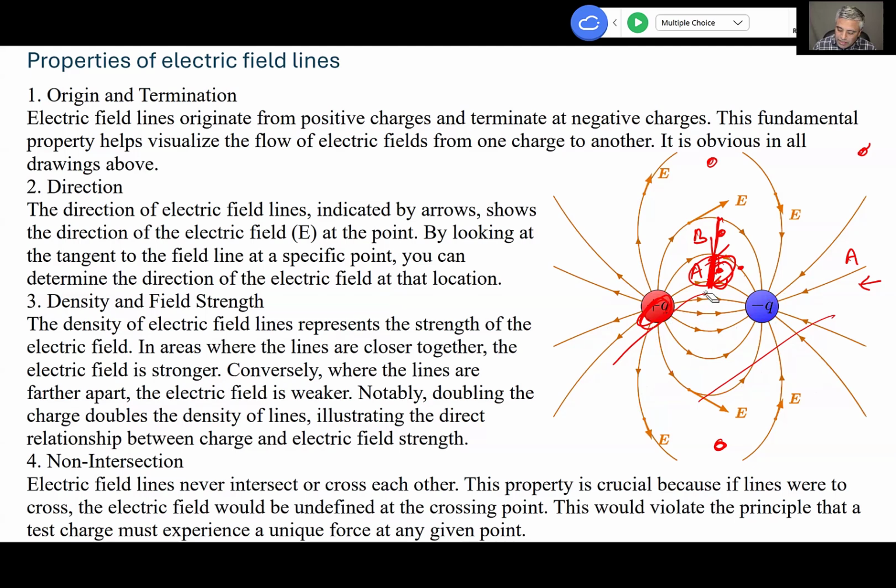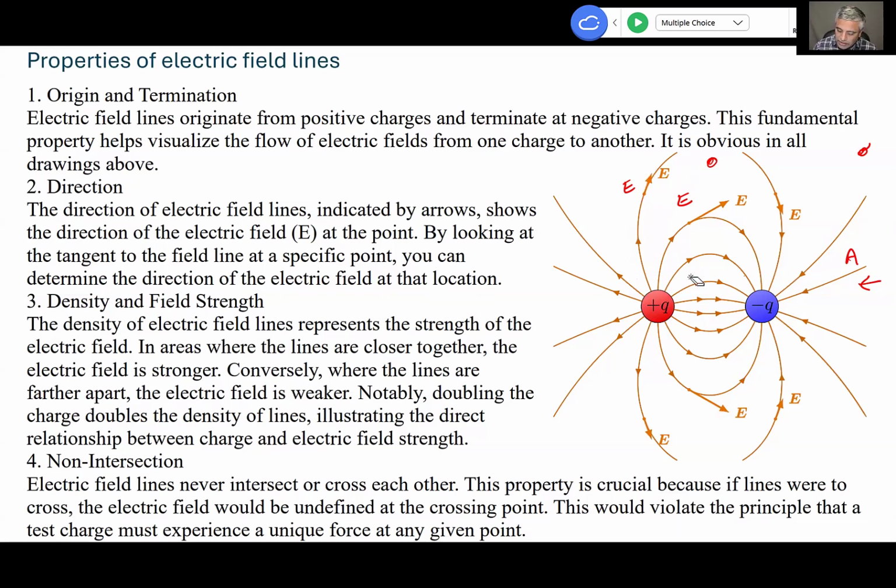And another important property is that these lines cannot intersect each other. So for example, if they were to intersect somehow, let's say there is one coming out and intersecting like that, that means if I were to draw a tangent line at this one, that tangent line is going to tell me the field is pointing this way. But the tangent line over here tells me the field is pointing that way. Which one is correct? Both cannot be correct. Field cannot be in two different directions at a particular point. At a particular point, net field is always in one particular direction. And so that's why they cannot intersect, and they don't.